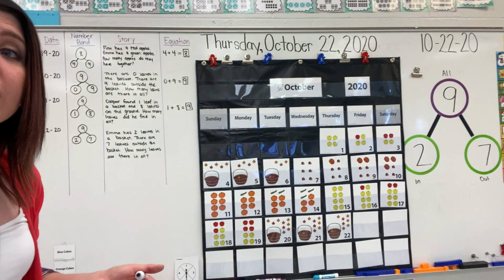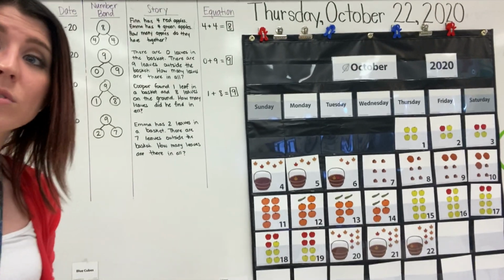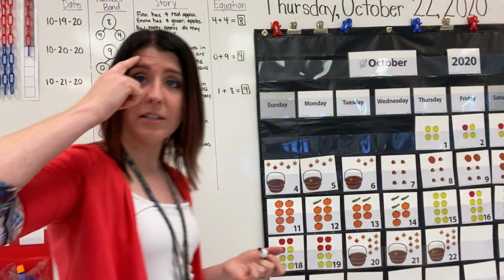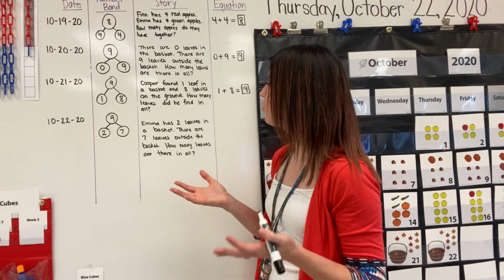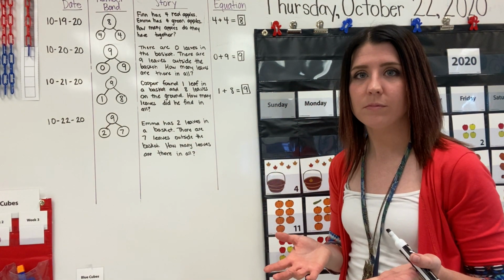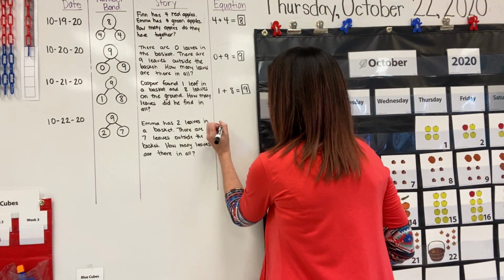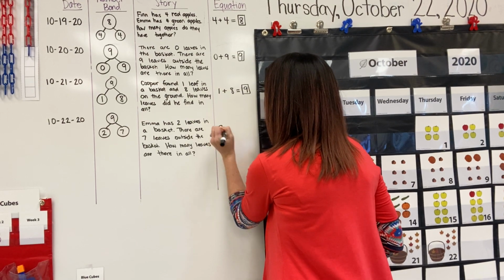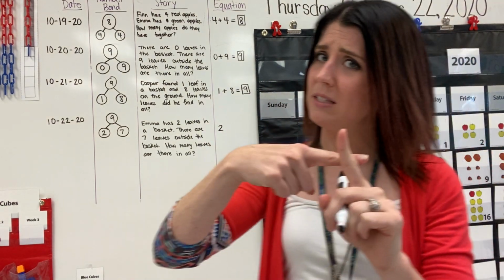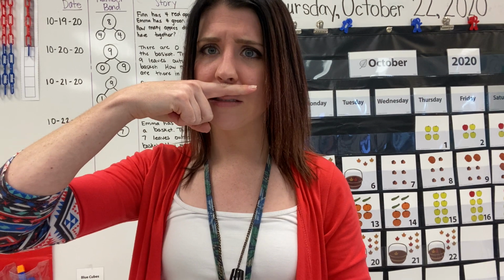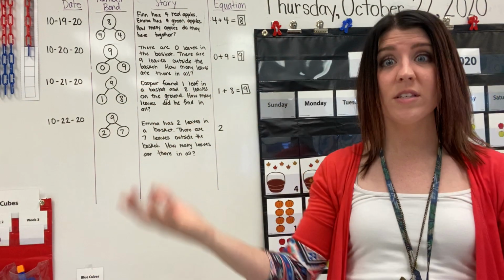Remember, with an equation, we're going to use numbers and symbols to tell the story. So let's think back to the beginning of the story. How many leaves were there at the very beginning of the story? 2. Emma had 2 leaves. Then we need to think, are we going to use Miss Plus sign or are we going to use Mr. Minus? Are we going to do addition or subtraction?